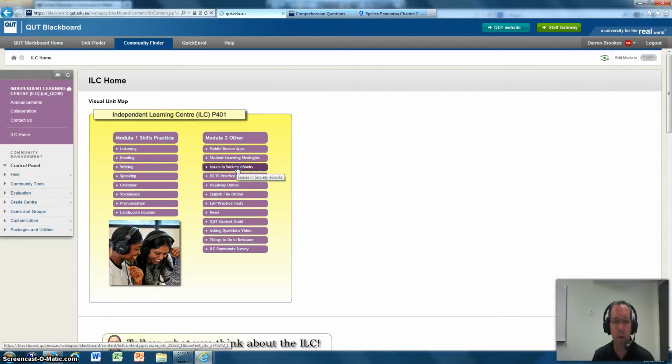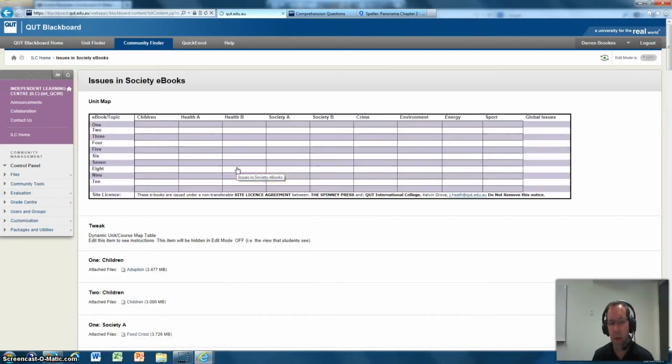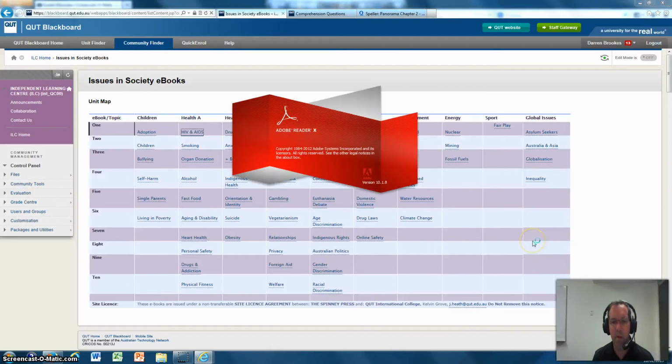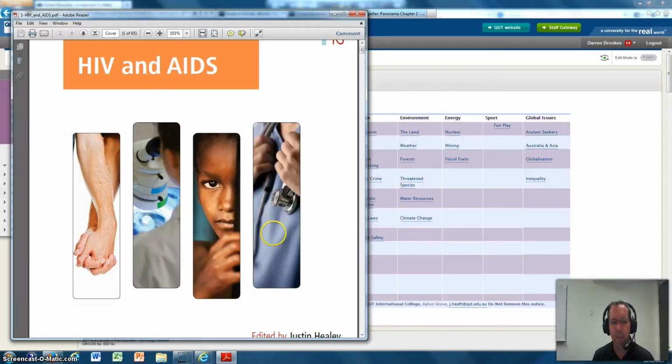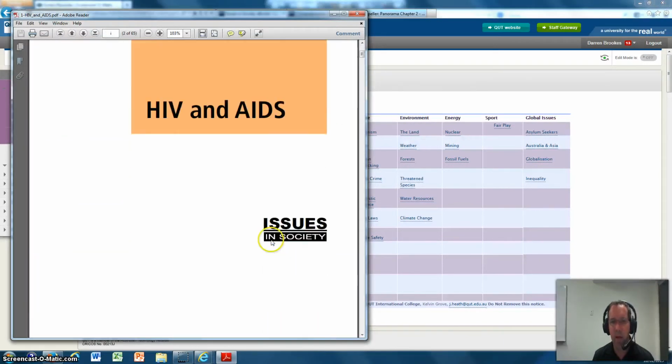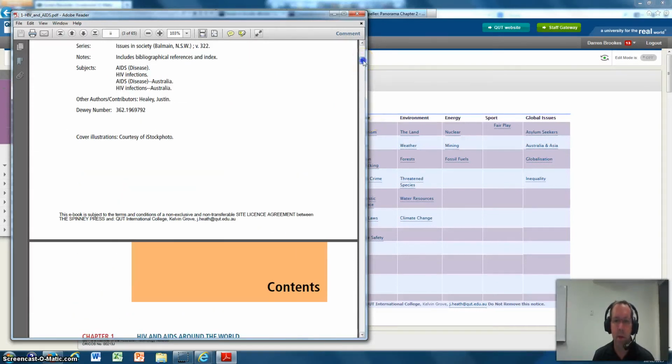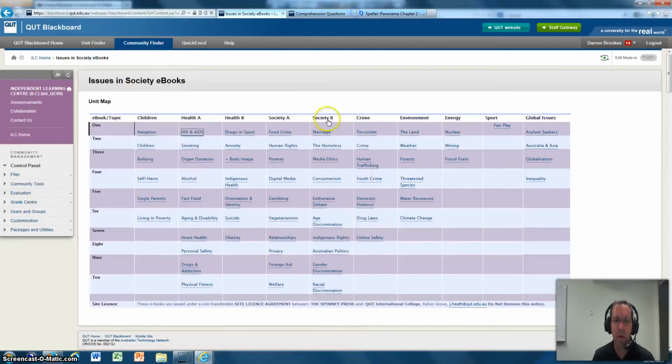We've also integrated with publishers, we've integrated their materials through various site licenses. So this one, Issues in Society, we've been able to integrate their materials into our Blackboard. Students can download and take these away or use them within the centre. So that's been a great addition.